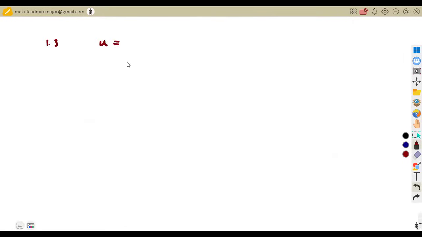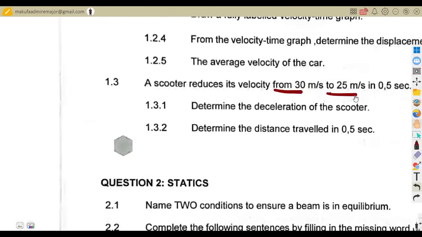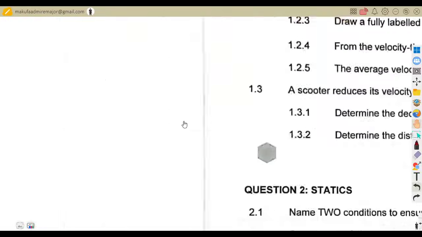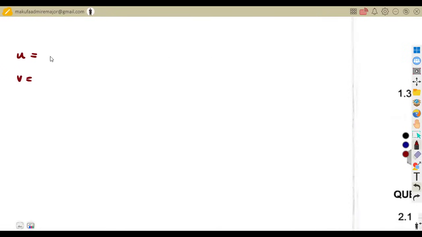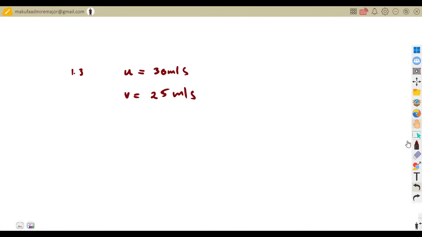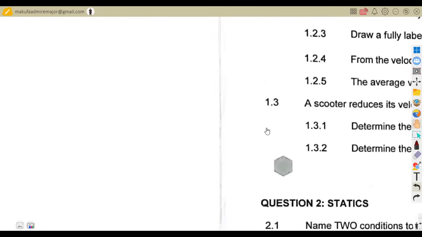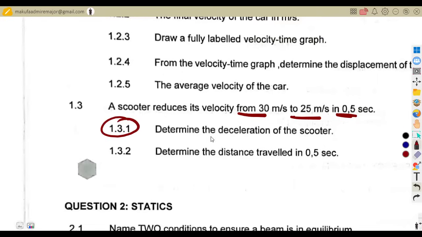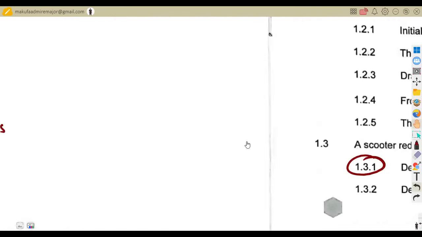So we have the initial velocity where it started from. From 30 to 25, so 30 meters per second is our initial velocity, to the final velocity of 25 meters per second. This was taken in how many seconds? In 0.5 seconds. So we're given the time frame of 0.5 seconds. With this information, the question is to determine the deceleration of the scooter in this case.